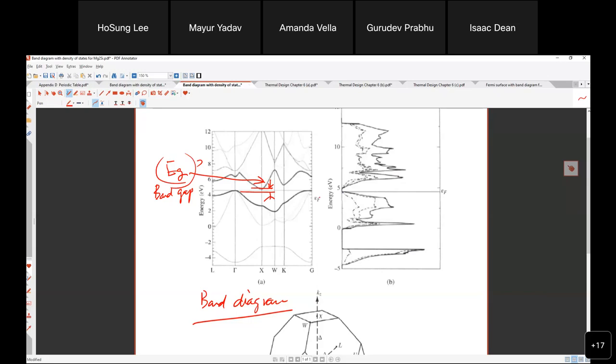Okay. And where are we going to put some doping, any idea? Doping must be somewhere between here, so that it can easily create carriers. So the band diagram is important.